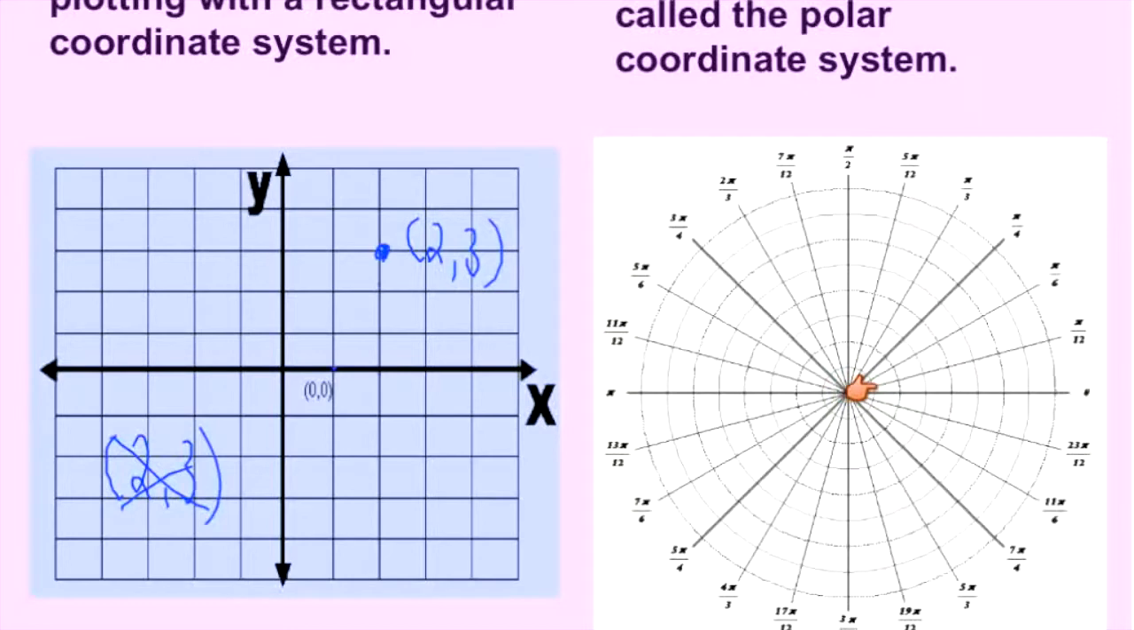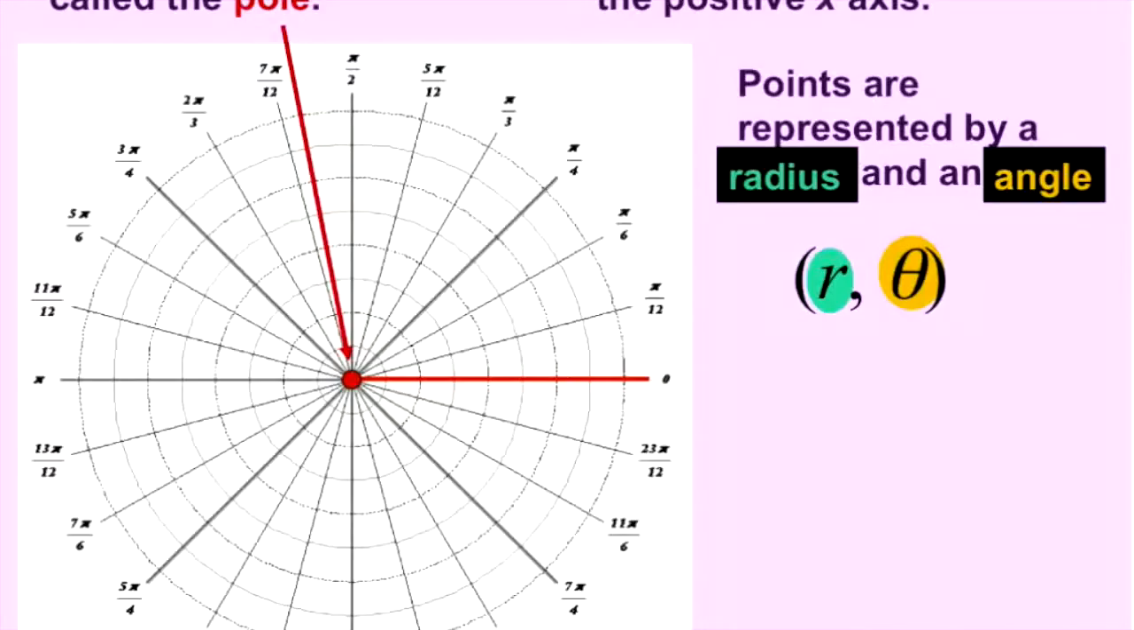Let's do an example here. Angles are measured from the positive x-axis. So again, we're going to start here at 0, and then we go up and around to the left. Points are represented by a radius and an angle. Hint, hint, hint, this just might be your essential question for the day.